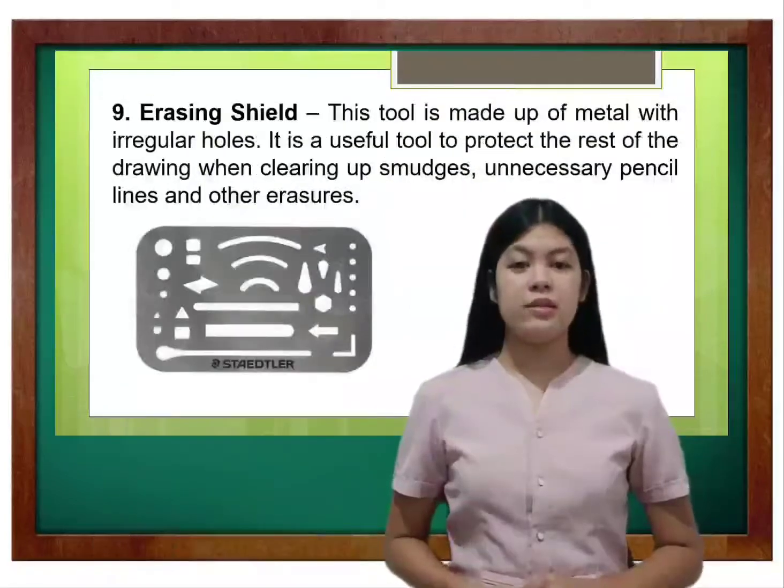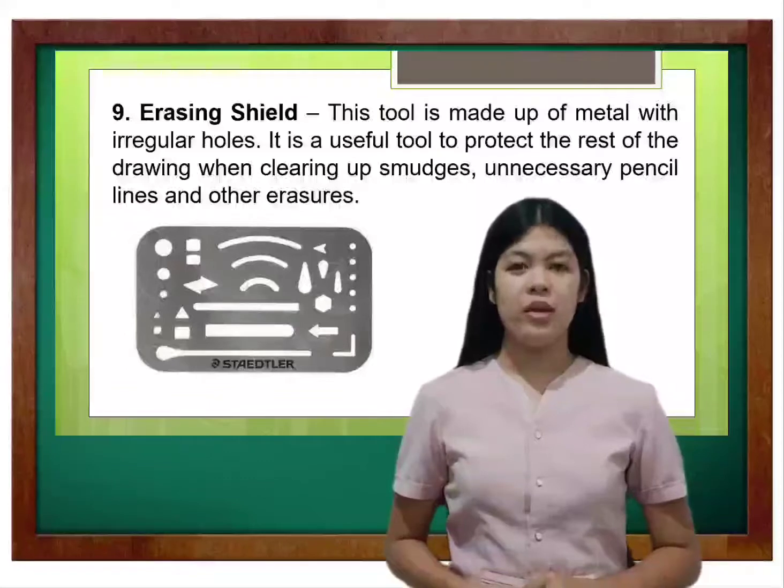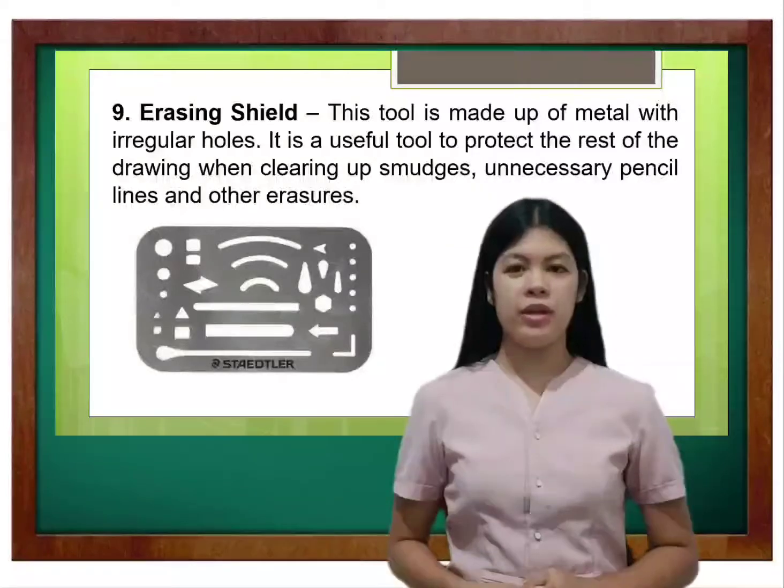Erasing shield. This tool is made up of metal with irregular holes. It is a useful tool to protect the rest of the drawing when clearing up smudges, unnecessary pencil lines, and other erasures.